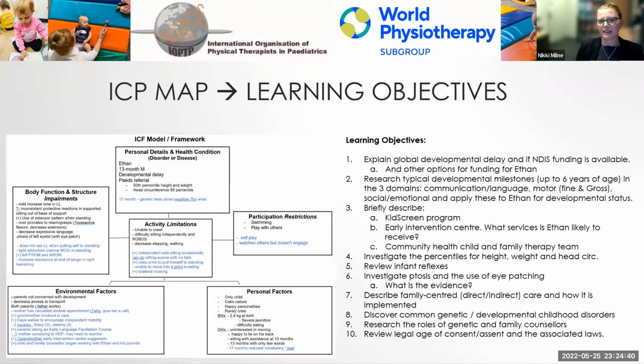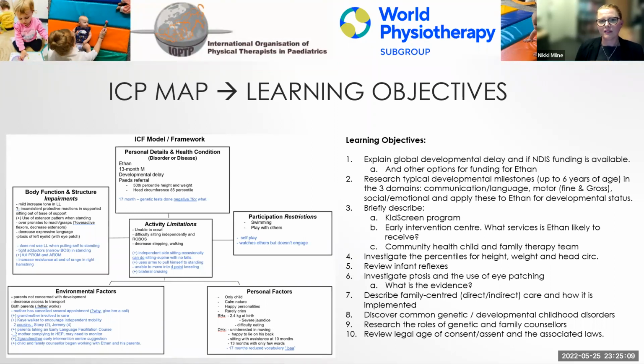So they eventually get to a point where up on a big whiteboard in front of them, they see all the body functions and structures that are impacted for Ethan in this particular case, the activity limitations he might have, the participation restrictions that he might be having as a result of what's going on for him. And then they start to explore the environmental factors. They're making sure they're understanding those and acknowledging them, and also the personal factors for Ethan.